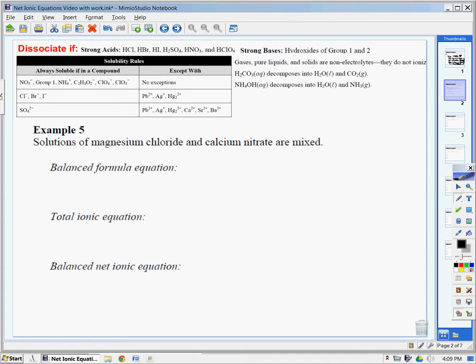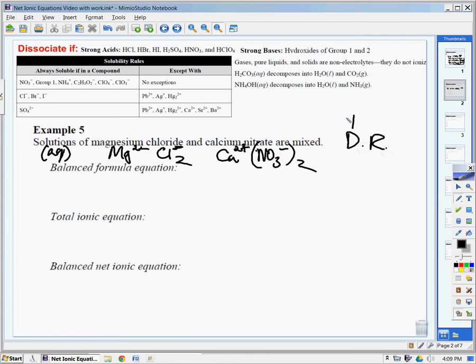This is example number 5. I'm going to go through this one a little quicker. Magnesium is 2 plus with chloride, which is 1 minus, and calcium is 2 plus with nitrate, which is 1 minus. And they're solutions, which means they're both aqueous. We've got a crisscross to even out the charges, so that's going to be 2, and that's going to be 2. And so I can write the balanced formula equation. It's double replacement, so that's the type of this reaction, because we have two compounds, both ionic, and they're going to switch their partners.